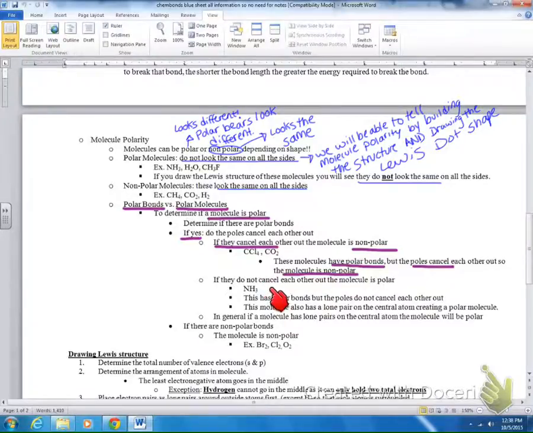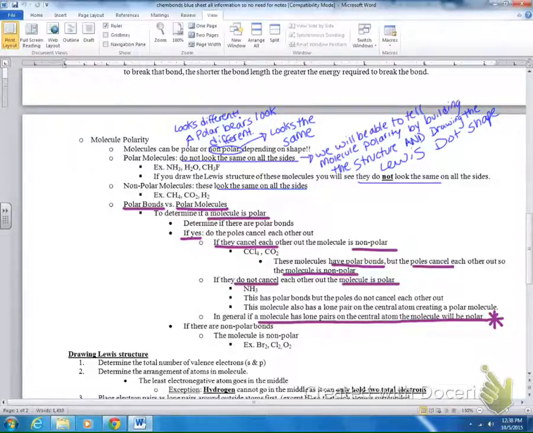So NH3, for example, if you kind of just think about how we would set that up, the nitrogen would be having 3 hydrogens around it. One of those sides is not going to look the same, so that's why we consider it a polar molecule. So this molecule will have lone pairs on the central atom, and that's a good rule to note because if a molecule has lone pairs on the central atom, we know that the molecule is going to be polar.